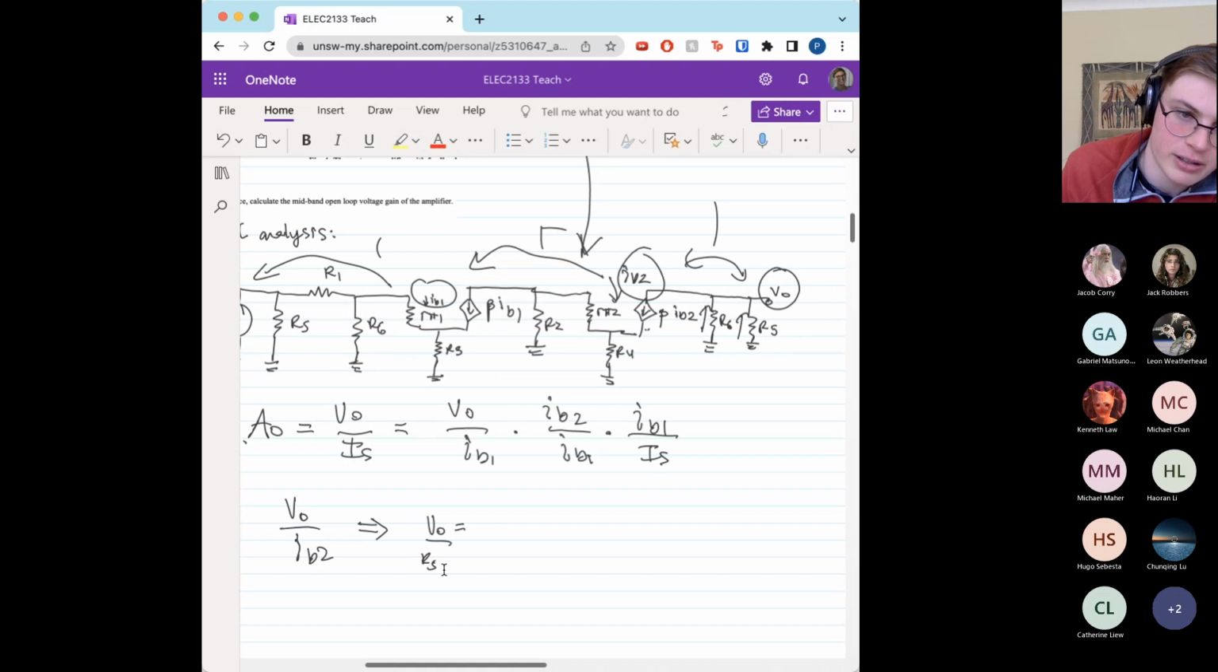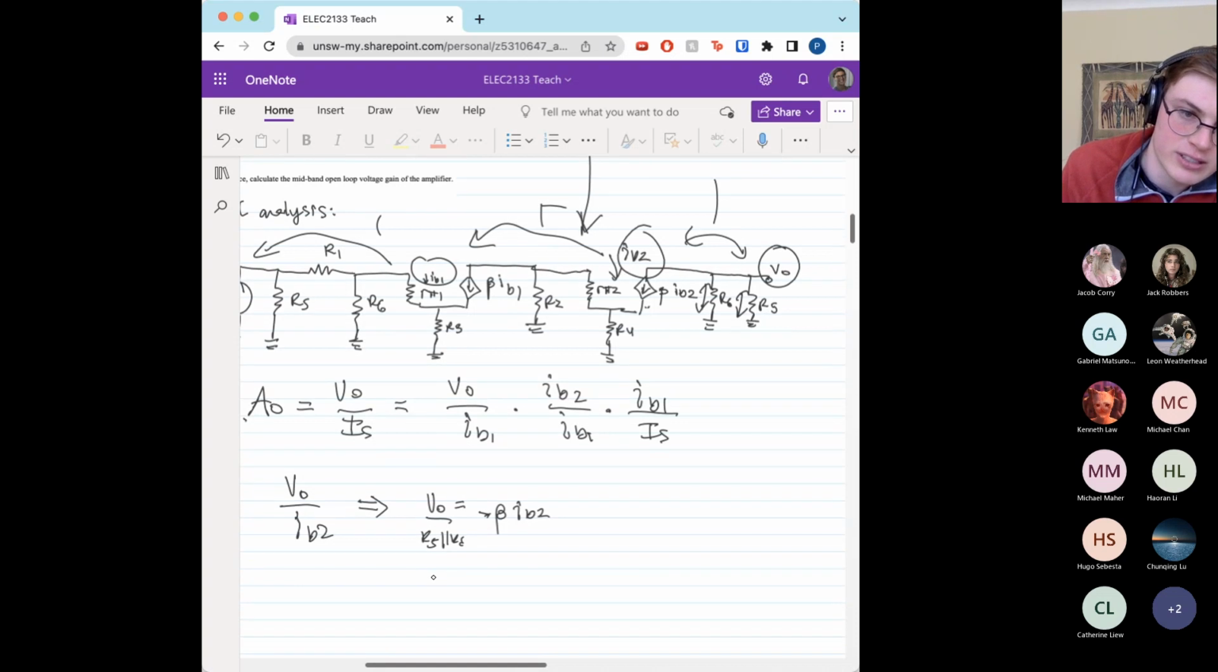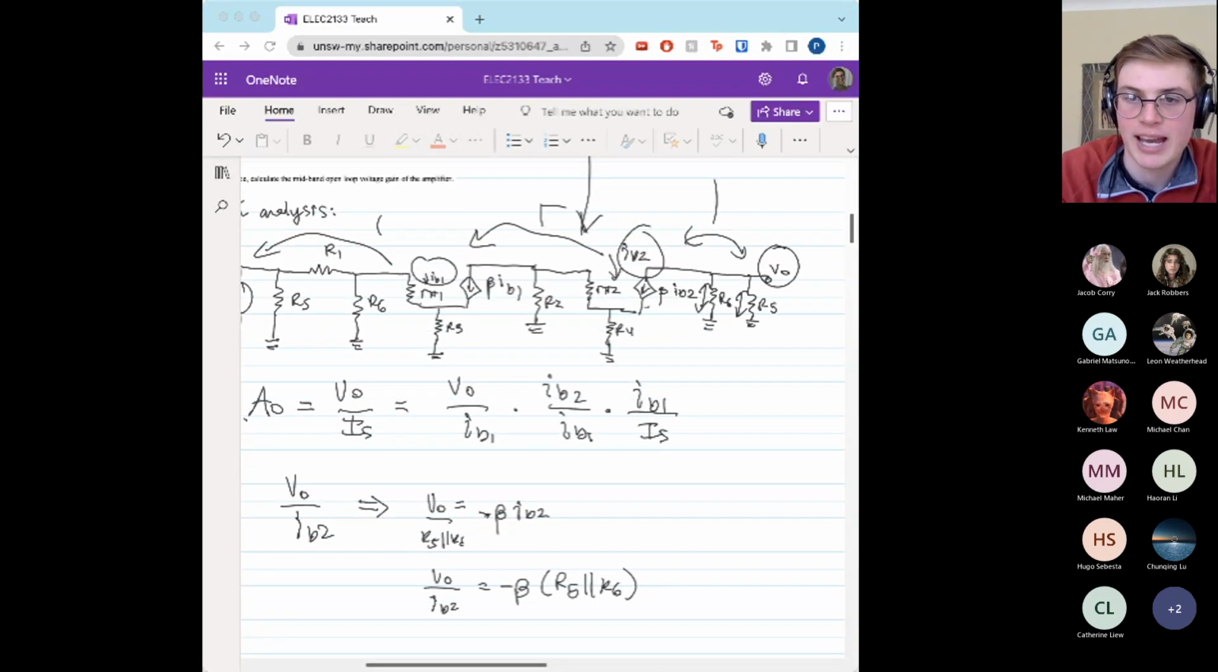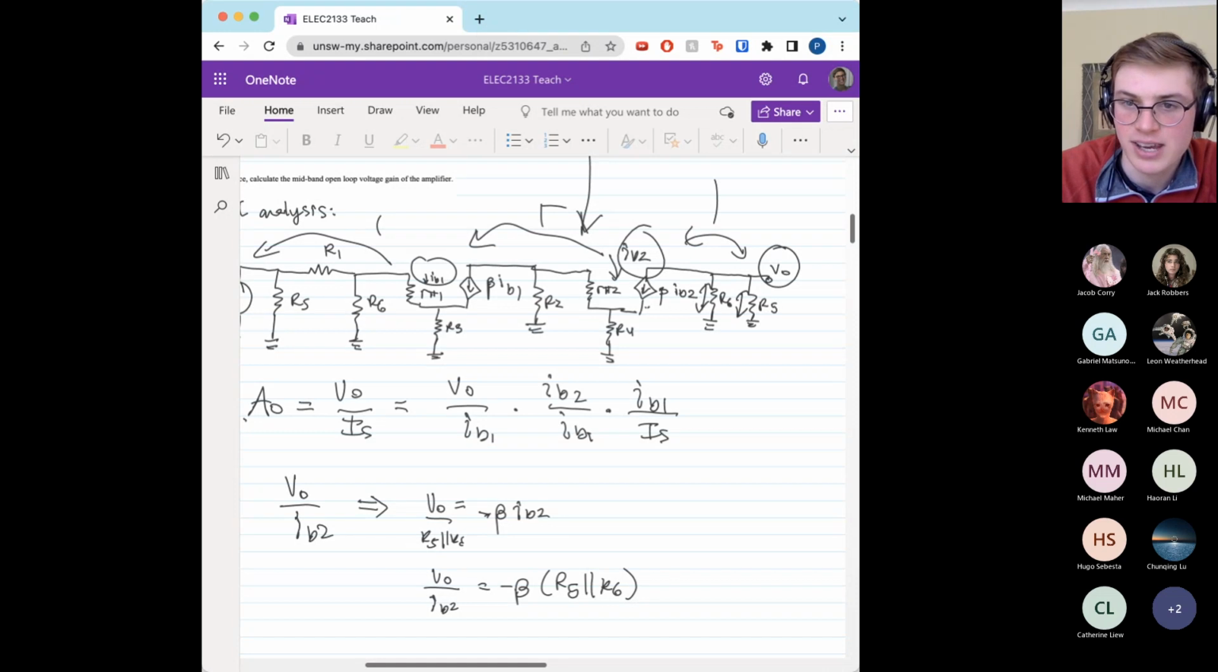on R5 parallel R6 is going to be equal to that current, but it's not quite that current, right? Because here V0 is across these two resistances, so it's actually going to be a negative current flowing down through them. Then we can say that V0 on IB2 is minus beta R5 parallel R6. This was sort of our classic gain, right? Minus beta RC. Shouldn't be too much of a hassle to at least get that nice output one.